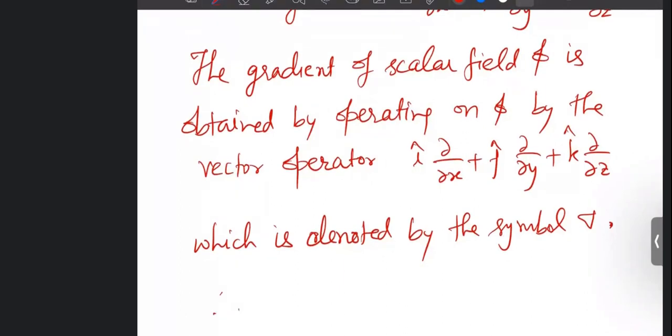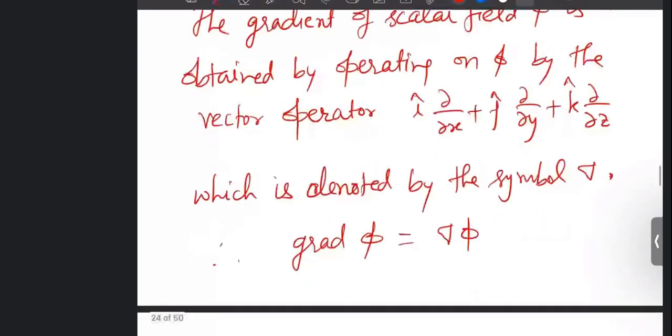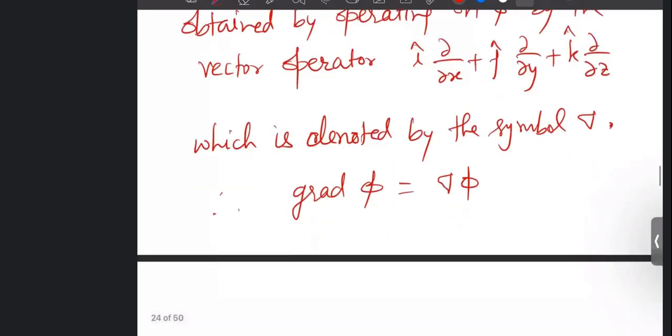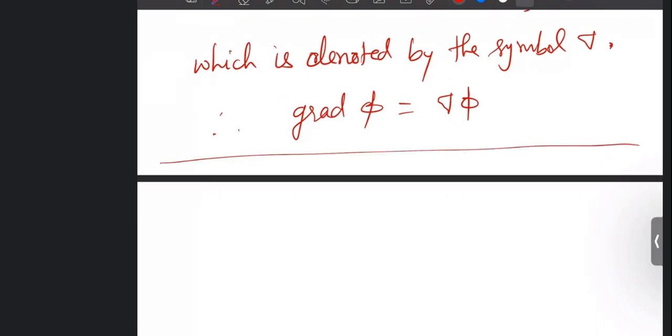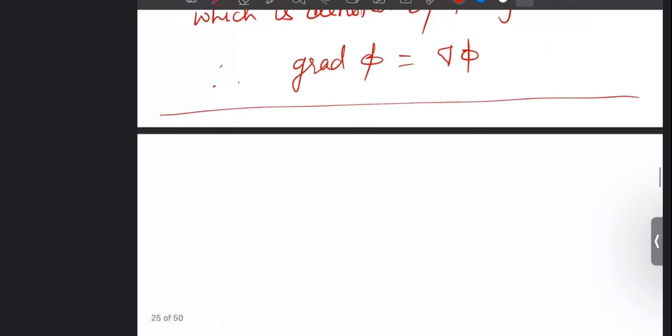Therefore, the gradient of phi will be symbolized as del phi or nabla phi. This is the gradient. When this nabla is applied on the scalar field, its name is gradient. Further, we will study what it is called when this nabla is applied on the vector field. This is the gradient of a scalar field. Now let us consider the geometrical significance or geometrical interpretation of this gradient, what it gives.